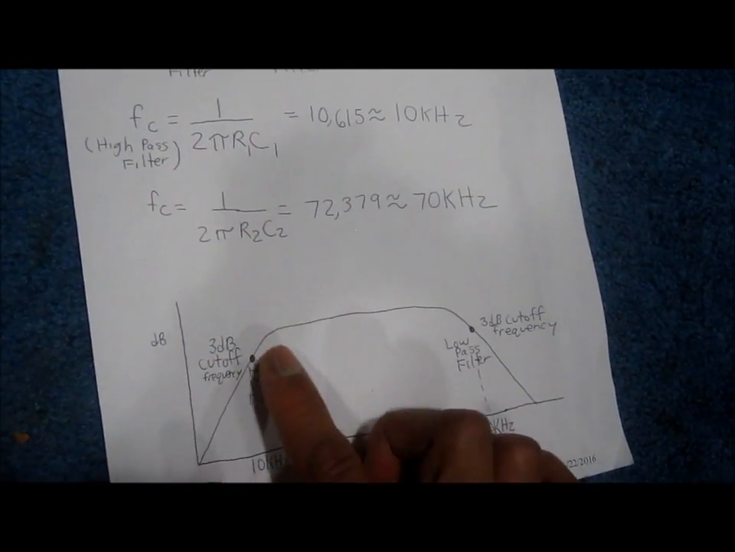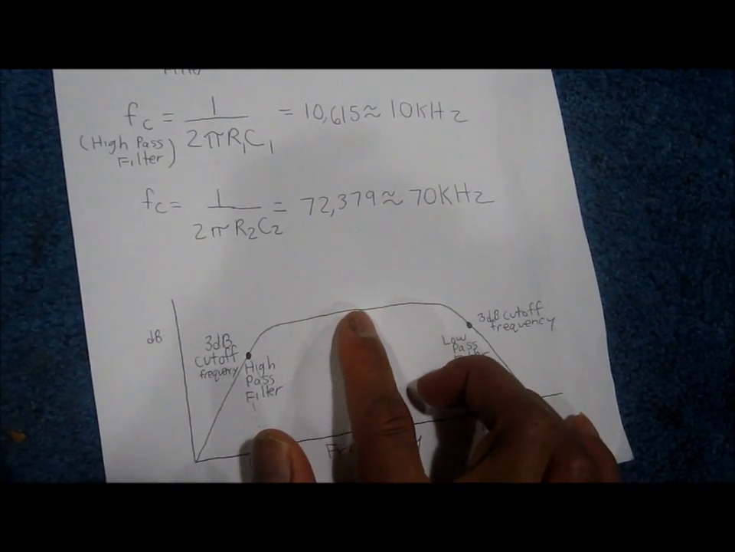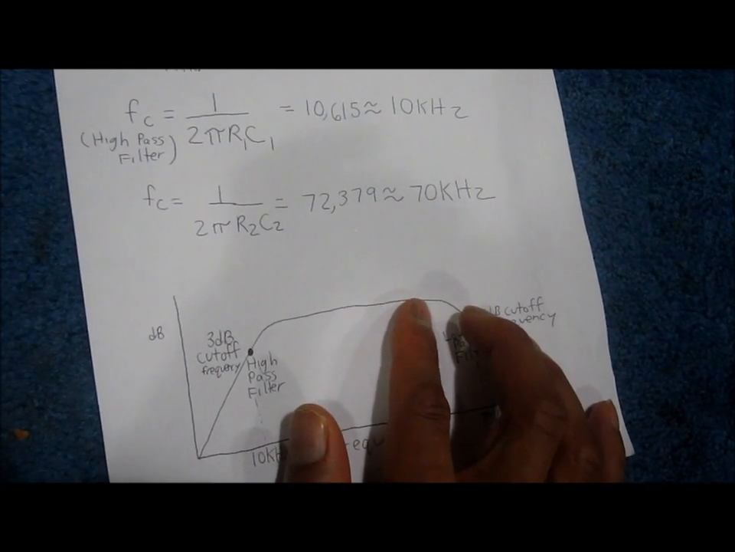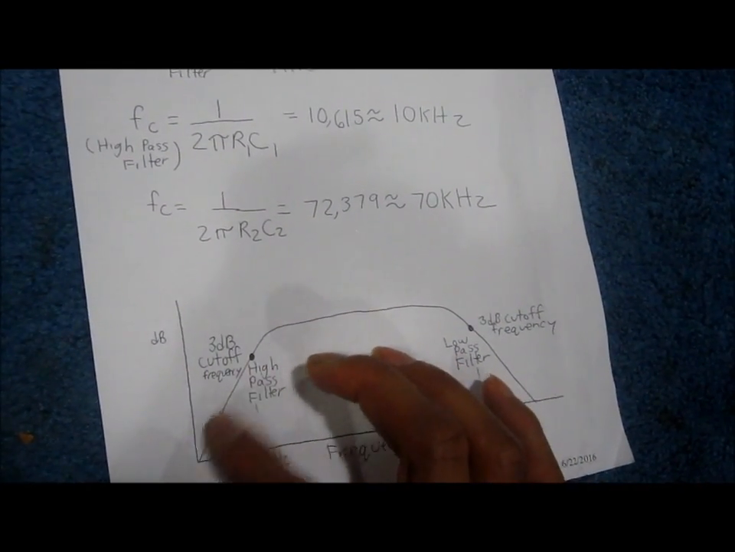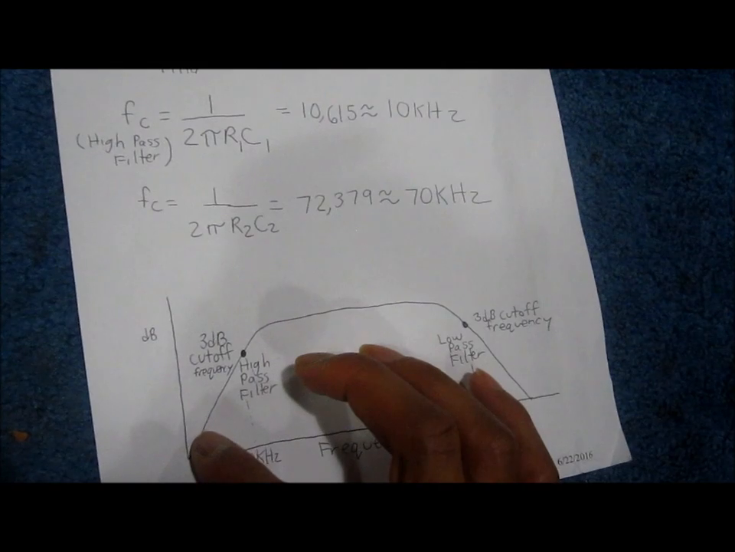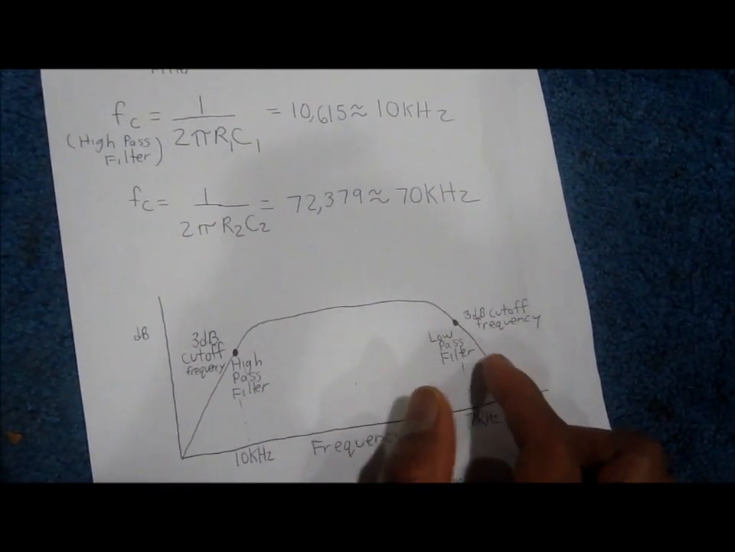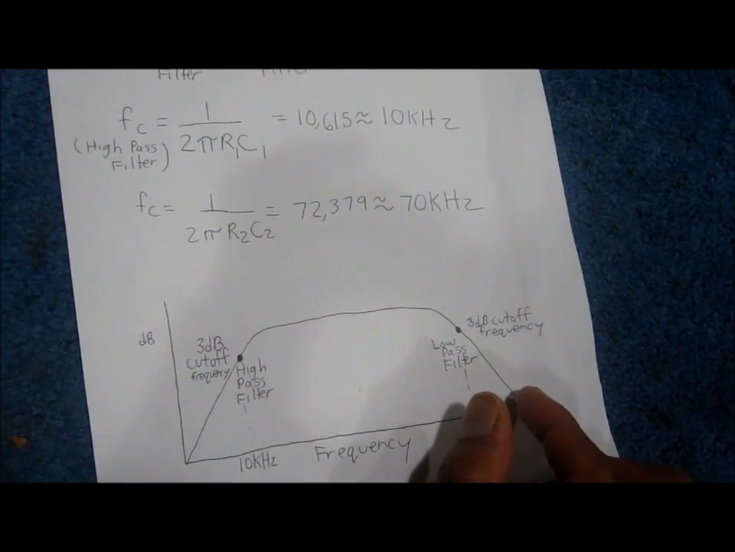So these are the frequencies you'll see pass through with full gain, and outside of the passband you'll see that the signals are greatly attenuated, and the farther you get away from the passband, the more it's attenuated. So right now I'll demonstrate this.